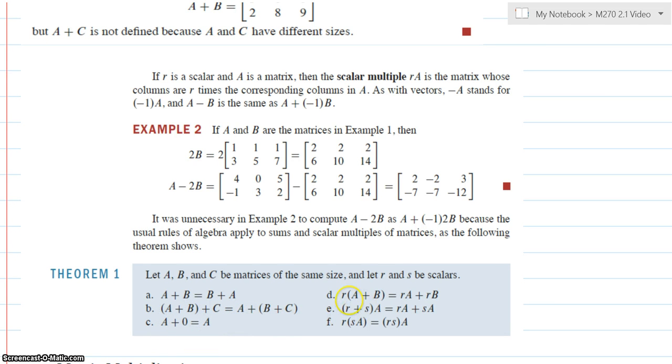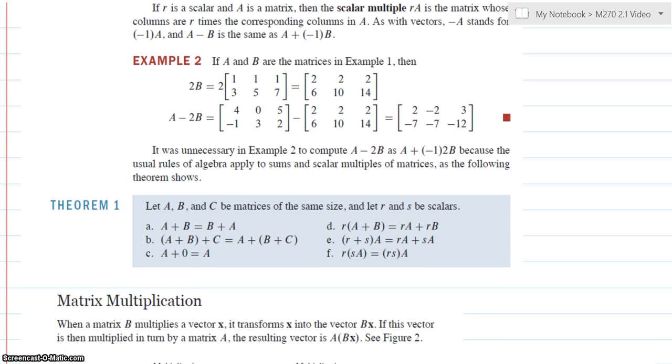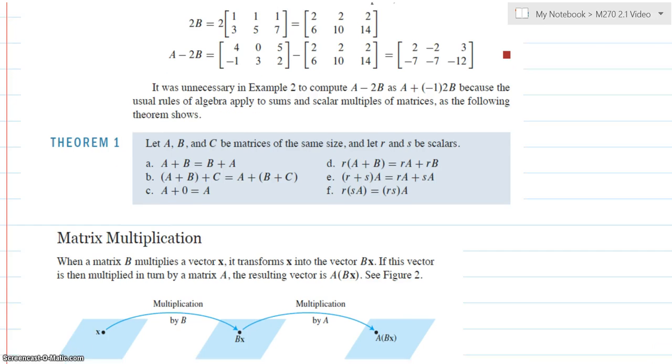That makes sense. If you take a scalar times the sum of two matrices, you can distribute it. And the same with the other way around with a matrix with 2 scalars. And it's associative when you have 2 scalars and a matrix. So make sure you know those properties. That's what we're going to use. But we're going to mainly concentrate in this section is on matrix multiplication.